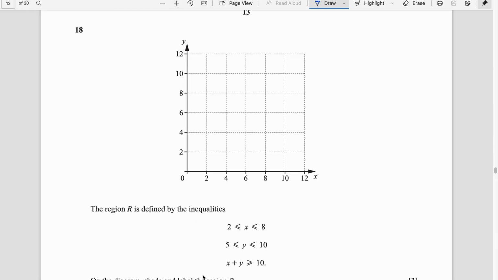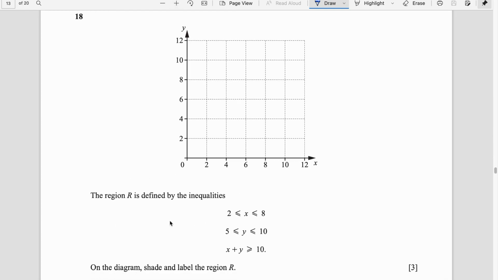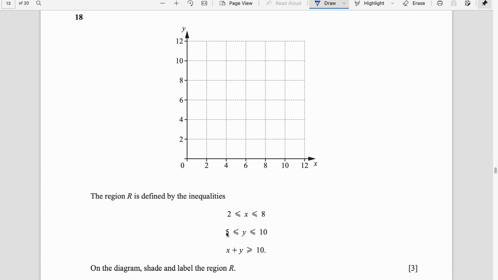Question number 18. The region R is defined by the inequalities 1, 2, 3. On the diagram, shade the region R. Okay, first x is equals to 2 is this line. Then x is equal to 8. It is between these two. And then we have 5 and 10, and 10 between these two again.